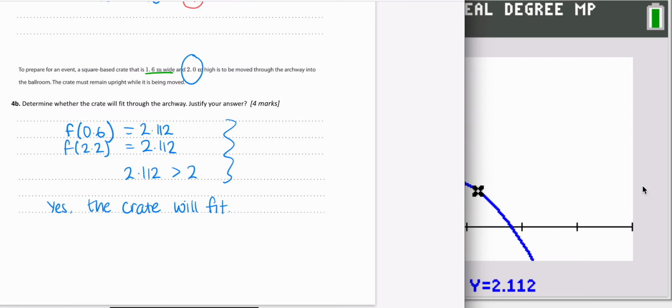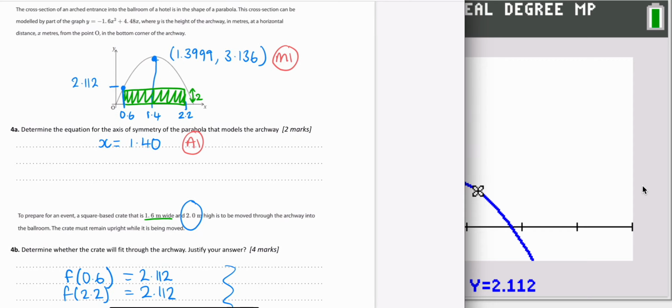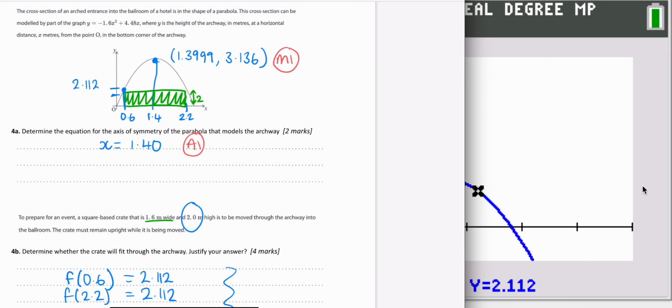You also could have found out where the graph is 2 meters high. So you could have drawn on 2, found those coordinates, and shown ideally that they were outside of 2.2 and 0.6, and therefore it would have worked. So you could have worked backwards as well. You can't just pick any random point. It has to be something to do with the 2, the 2.112, or the 0.6 and 2.2.